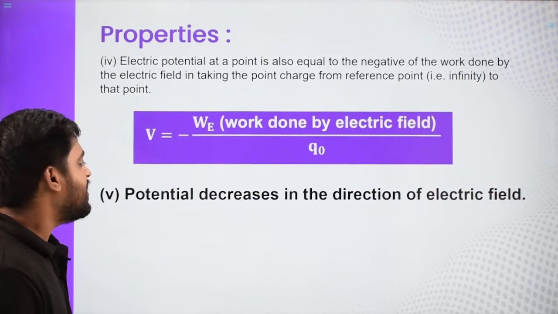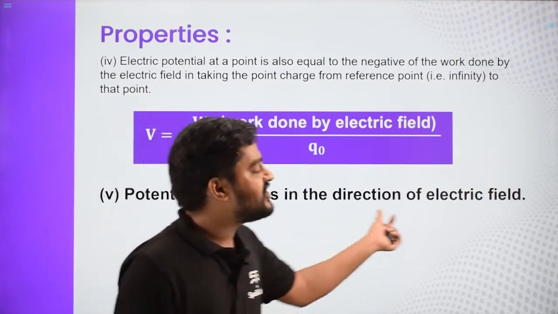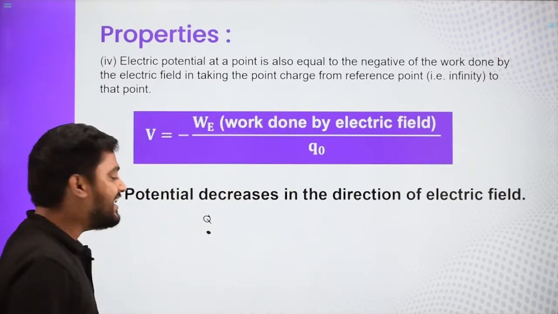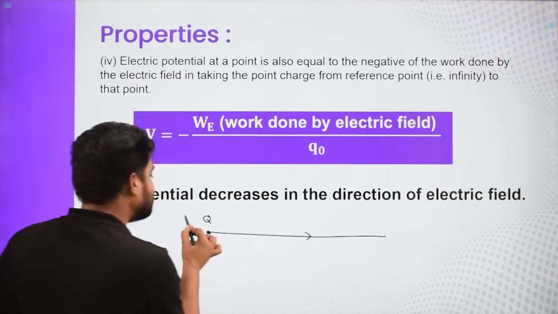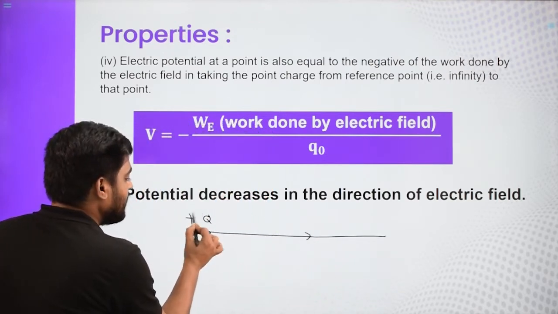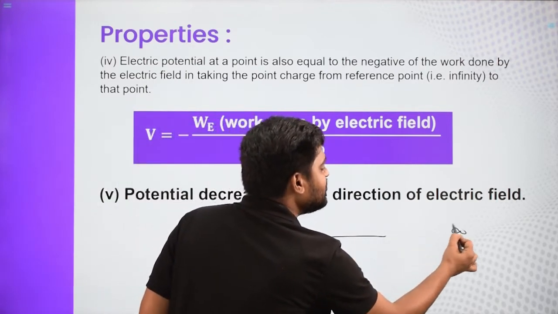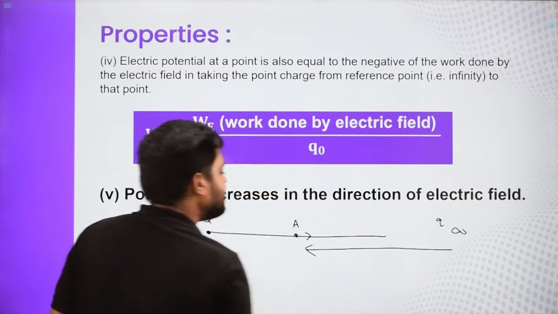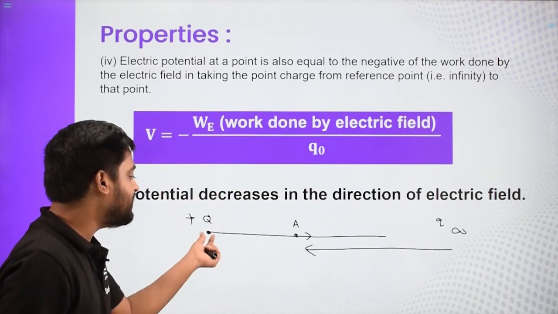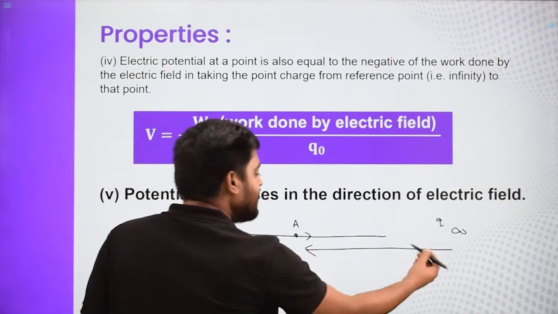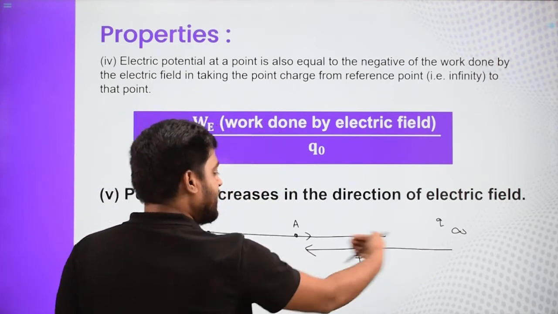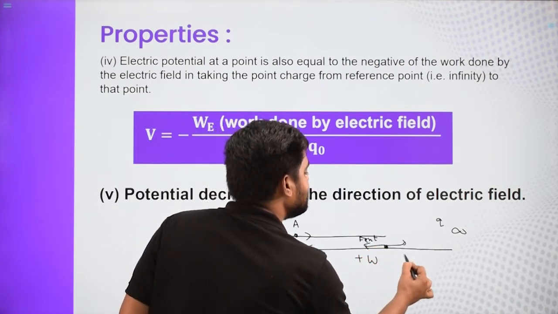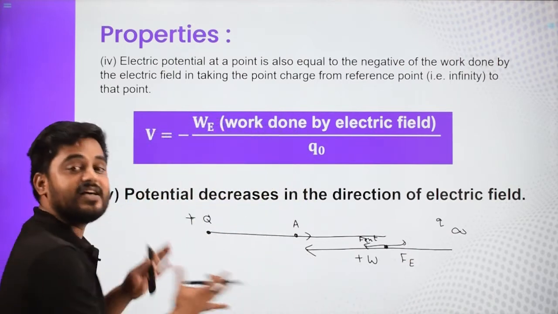Now the next property is that potential decreases in the direction of the electric field. So see, let us say that this is a point charge capital Q. The electric field lines are going away from it because this is positively charged. Now, if I have to bring another charge from here all the way up to this point A, then I will do some work against the electric field which this Q charge is producing. So I will do some positive work because I am applying my force, this F external, against the force of the electric field, and this will be some positive work.